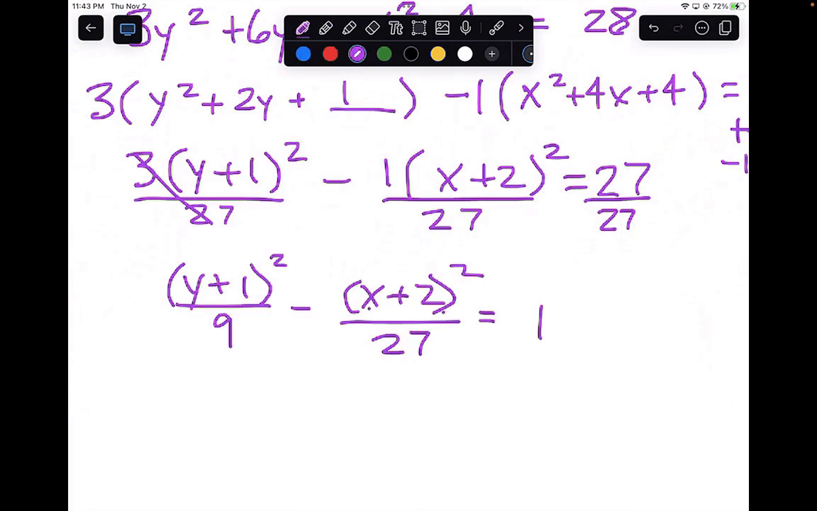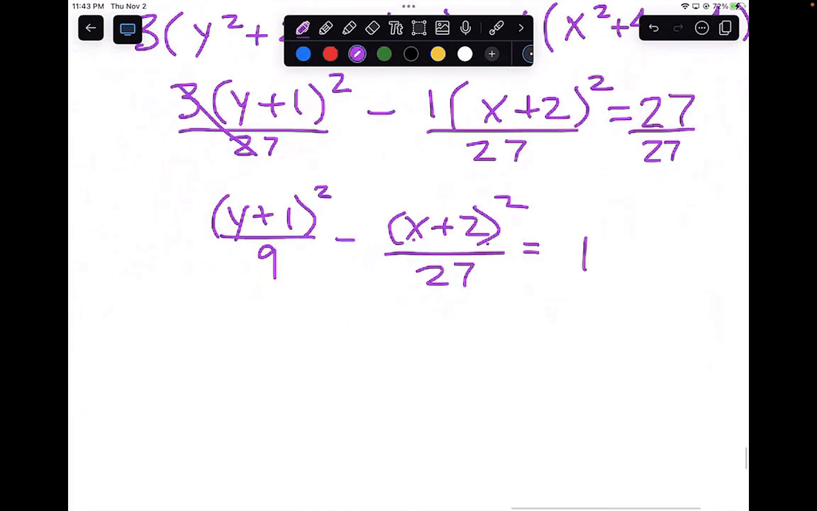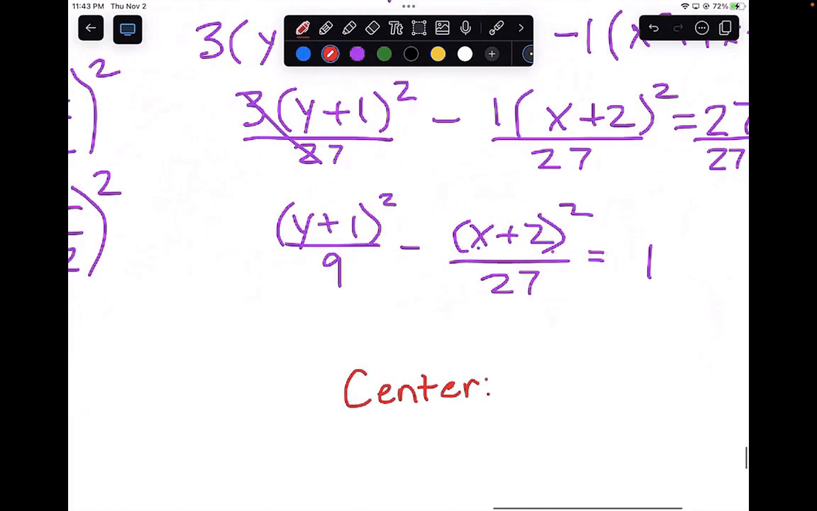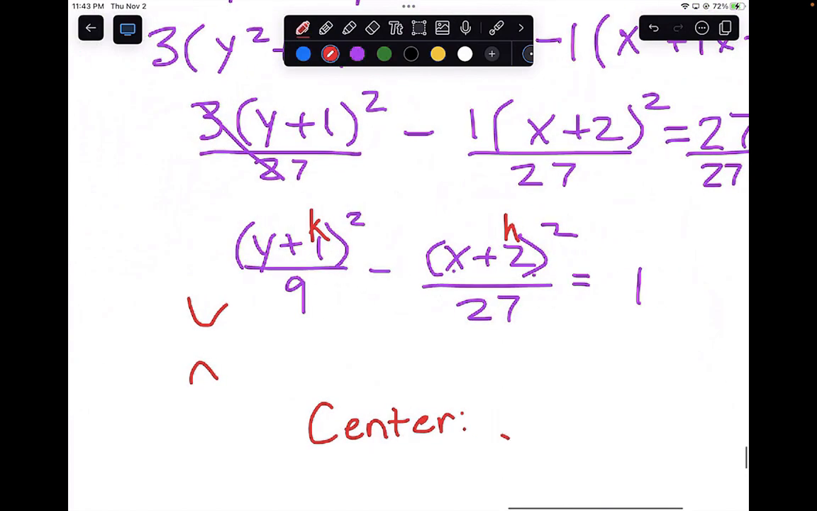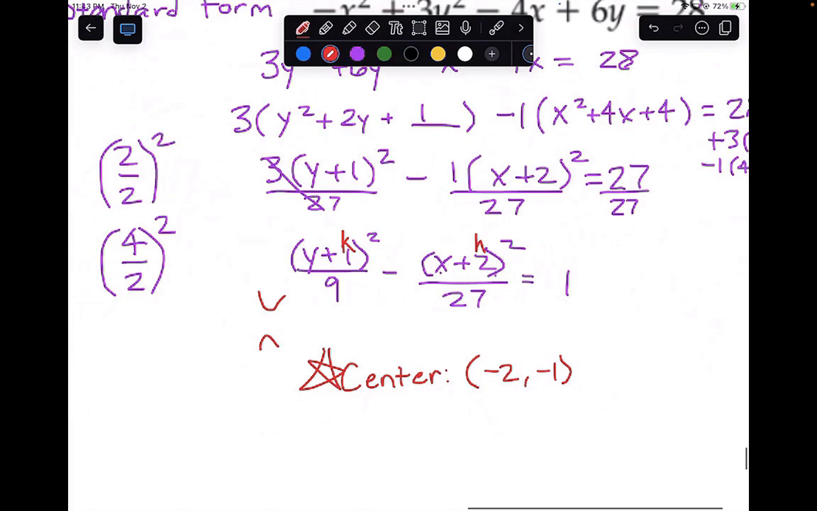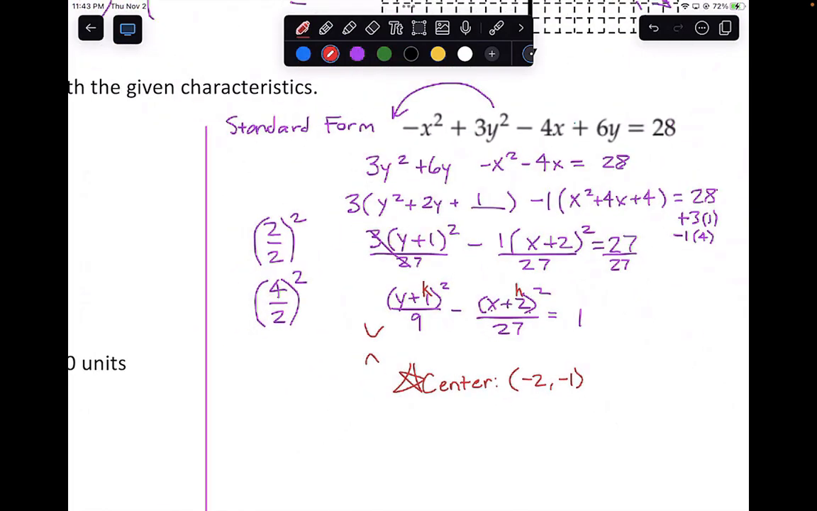So one last thing I do want to talk about, we won't graph it here, but the center is where people mess up on these vertical ones. This will be a vertical hyperbola, opening up and down. Remember, the K goes with the Y and the H always goes with the X. So the center is actually -2, -1. So watch out on that there. I have a lot of people mess that up on the vertical types.